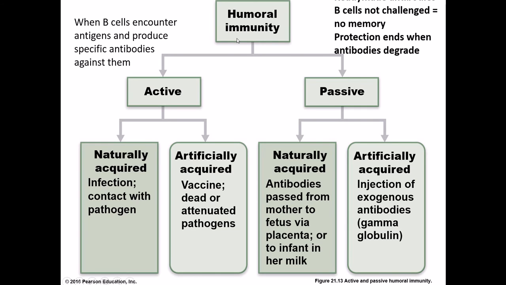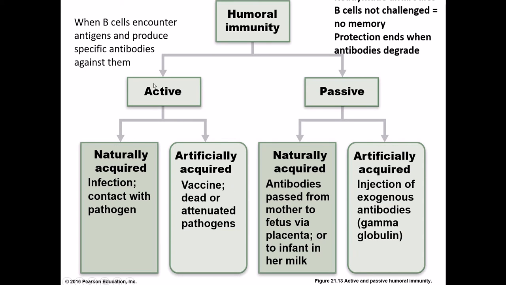So we can acquire humoral immunity in two ways, both actively and passively. In active immunity, the B cells actually encounter an antigen and produce specific antibodies against them. In passive immunity, the B cells don't get challenged, and so they don't get any memory cells. Instead, we're already getting the antibodies that have been produced. And once those antibodies degrade, because they are just proteins and they will degrade, the passive immunity will go away. Both active and passive immunity can be acquired naturally and artificially.